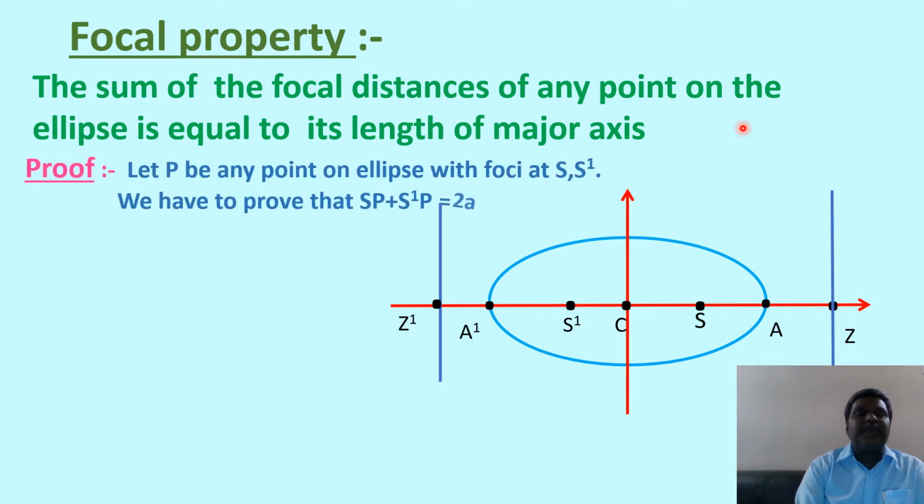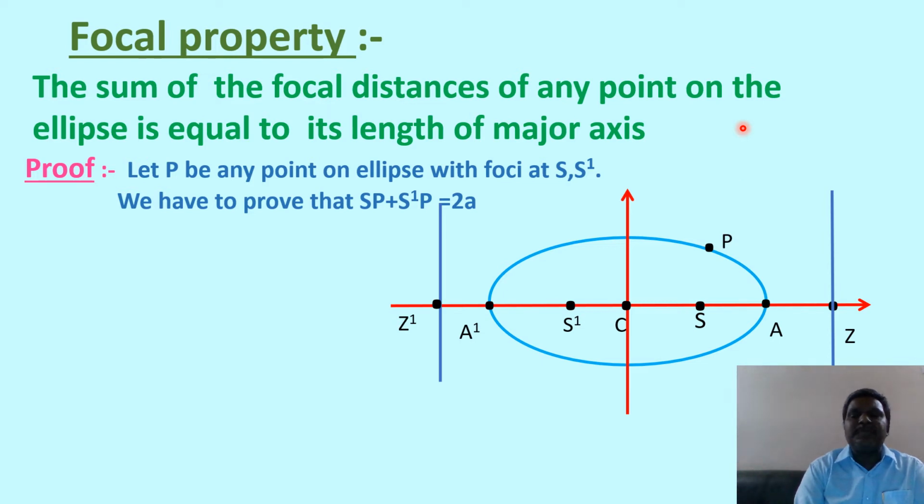Now, let P be any point on the ellipse whose foci are S and S dash. We have to prove that SP plus S dash P is equal to 2a. That is your claim. What is P? Any point on the ellipse. What are the foci? S and S dash. What is the focal distance of P with respect to the ellipse? One is SP and the other one is S dash P. Focal distance means the distance from the focus to the point P. So, this is my point P on the ellipse.